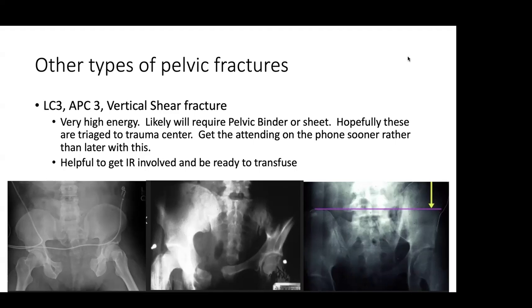But a pelvic binder is a good thing to be able to apply to someone because basically what it does is it closes down the available free space of the pelvis so that it doesn't bleed as much, because what kills these patients is internal blood loss. You actually don't even need a binder. You can take a bed sheet and you can very effectively close down the free space, and it can save someone's life. But if you see a very displaced pelvic fracture, you want to get your attending on the phone. And the other thing to do is probably get IR involved, because they may need to embolize some things, and you have to be ready to activate MTP or transfusion protocol.